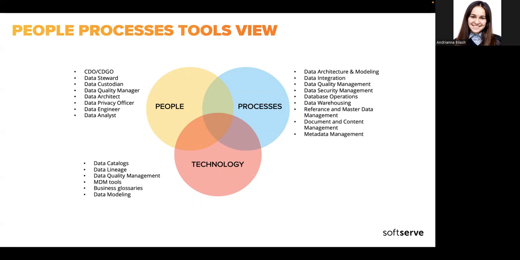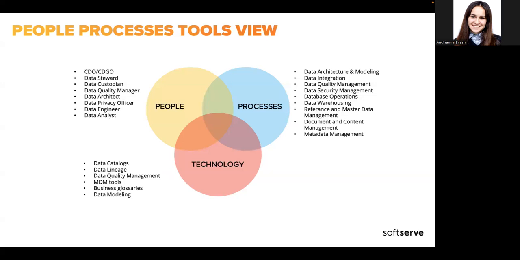As far as processes, there are about 10 to 12 different areas, including data architecture, modeling, data integration, data quality, and others. But for data governance itself, the most important are metadata management and data quality management, because they allow you to control the quality of the data and to protect and manage the data.